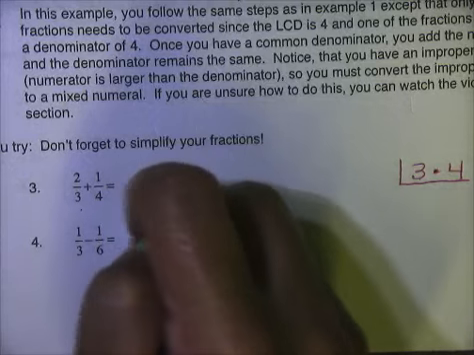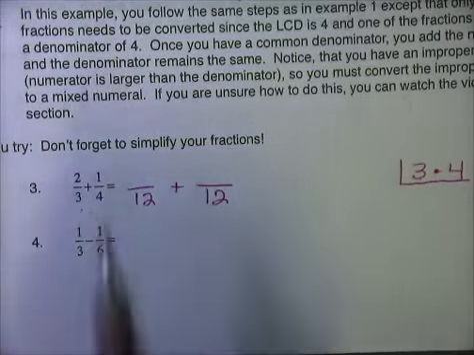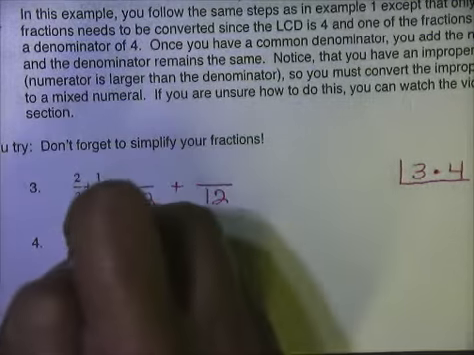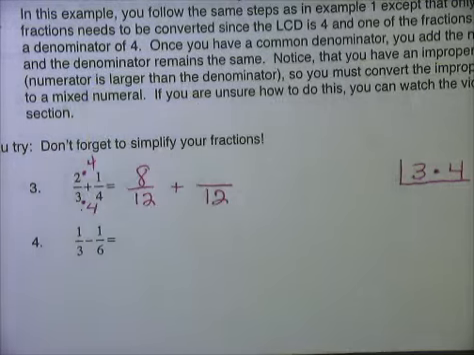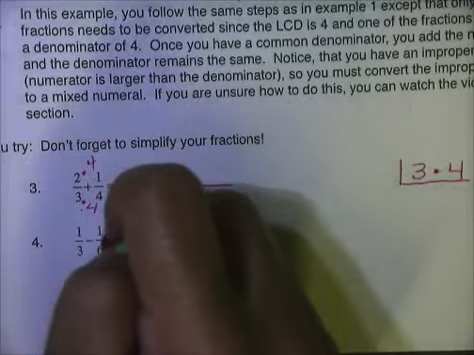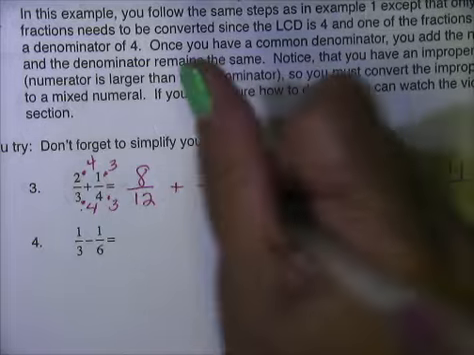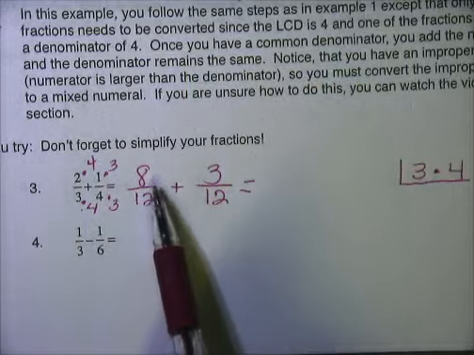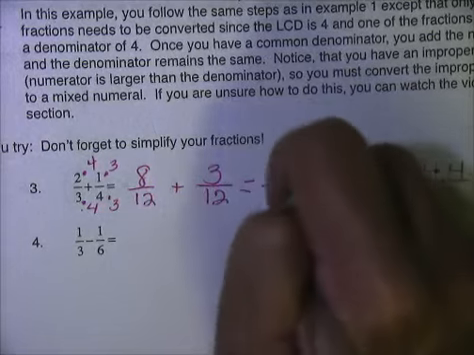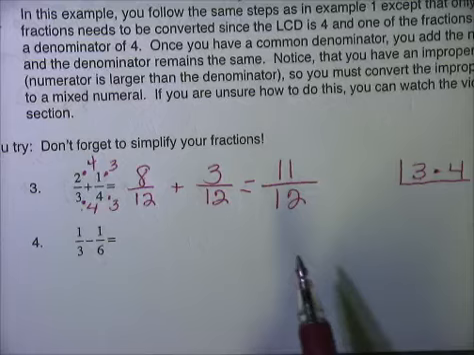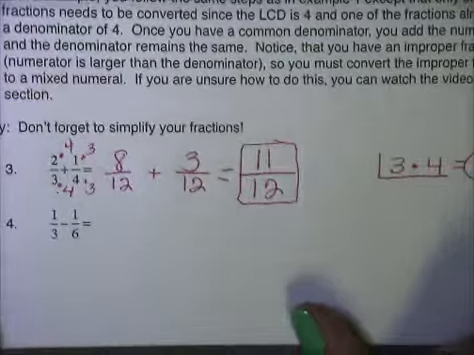So we want denominators of 12. To get that, we're going to decide 3 times 4 is 12, so we need to multiply 2 times 4, and we get 8. For 1/4, 4 times 3 is 12, so 1 times 3 is 3. Then we follow the rules we learned in review number 6. So 8 plus 3, we add the numerators, and the denominators remain the same. Consider whether or not we can simplify it. We can't, so this is our final answer.